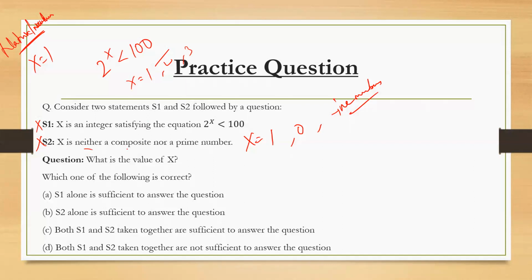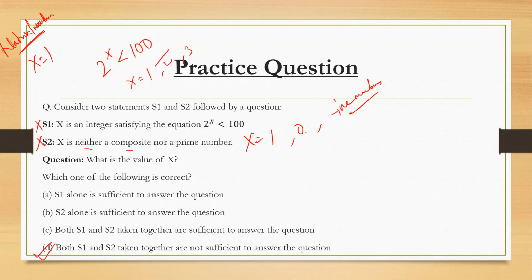Again, we are talking about neither composite nor prime. That means either 1, 0 or negative numbers. So let's say 2 to the power 1 is satisfying this equation. 2 to the power 0, again 1, again satisfying the situation. Again, we are not getting one unique value of x from here. So when we take both of them together also, we are not getting the unique value of x. So here the answer is D.